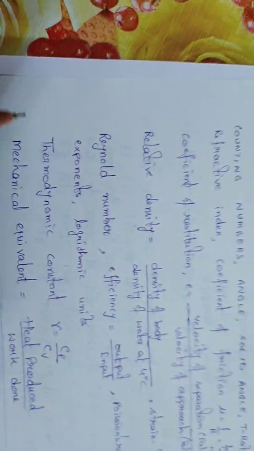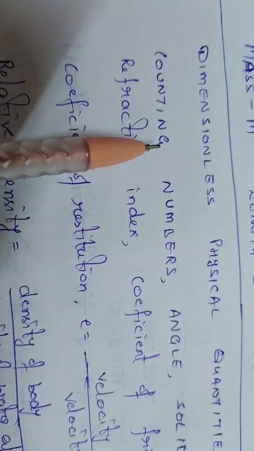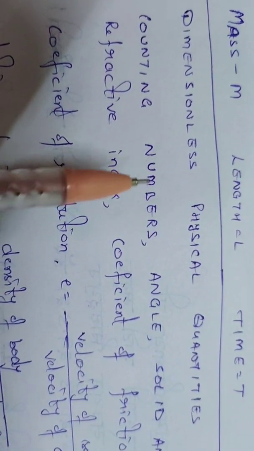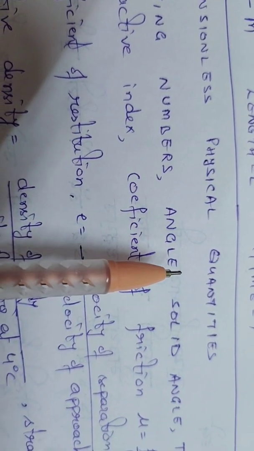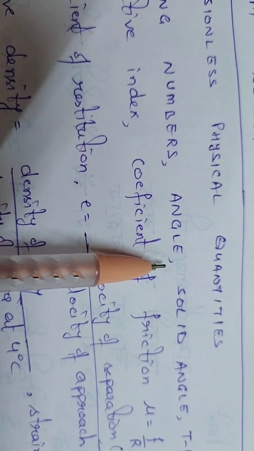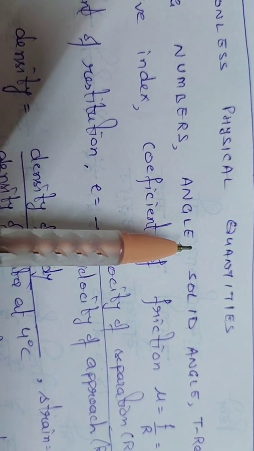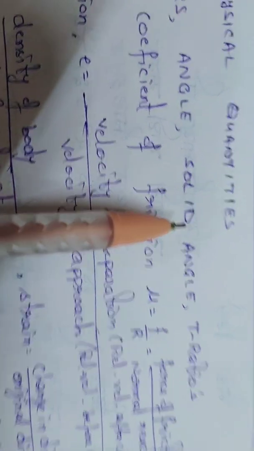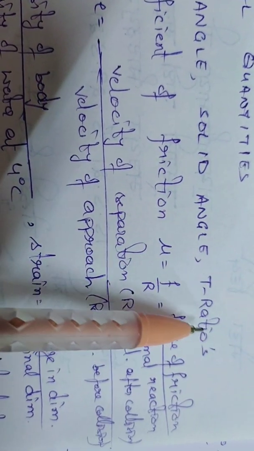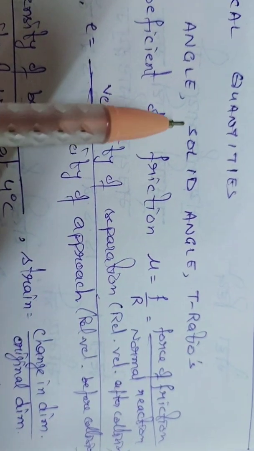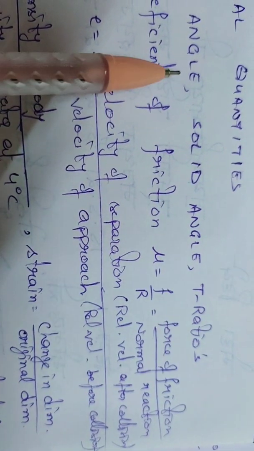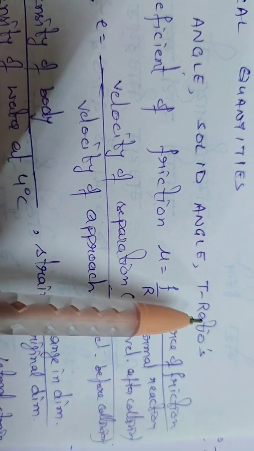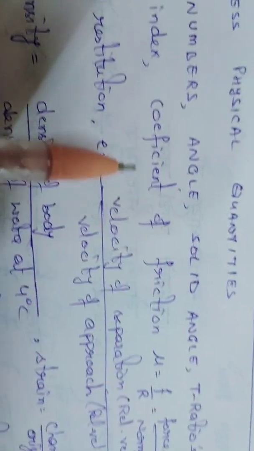Now I am going to discuss with you the dimensionless physical quantities. Remember that counting numbers do not have a dimensional formula. Angle is the ratio of arc upon radius, meaning length upon length, so no dimensional formula. Solid angle is area upon radius square, which again does not have a dimensional formula. T ratios: sine theta, cos theta, tangent, secant, cosecant, or cotangent, they do not have a dimensional formula.